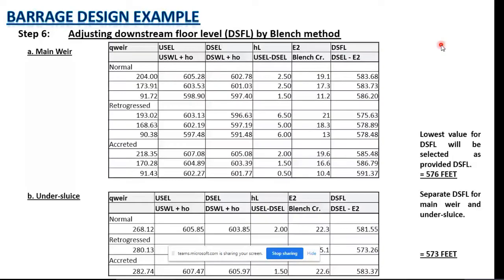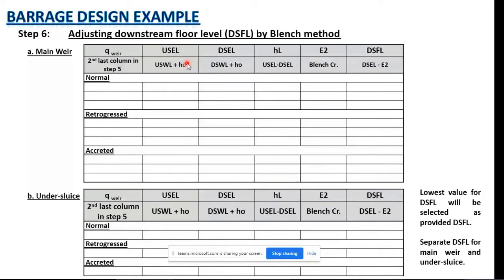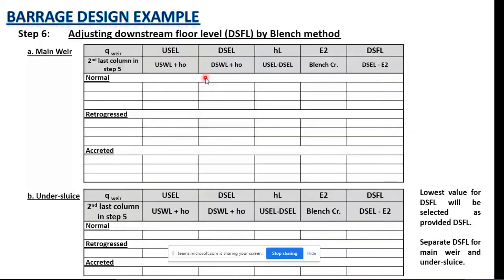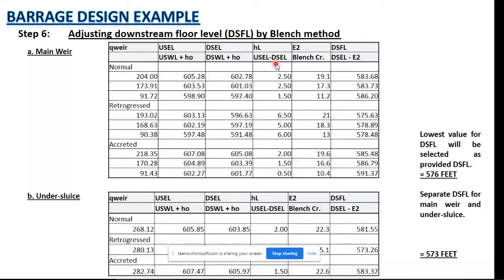Upstream energy level is the sum of upstream water level and velocity head, as seen again from the table in step 5. Upstream water level plus velocity head is upstream energy level. Downstream energy level is downstream water level plus velocity head for this table. Upstream and downstream energy levels can be determined from the table in step 5. So head loss will be the difference of upstream and downstream energy levels.